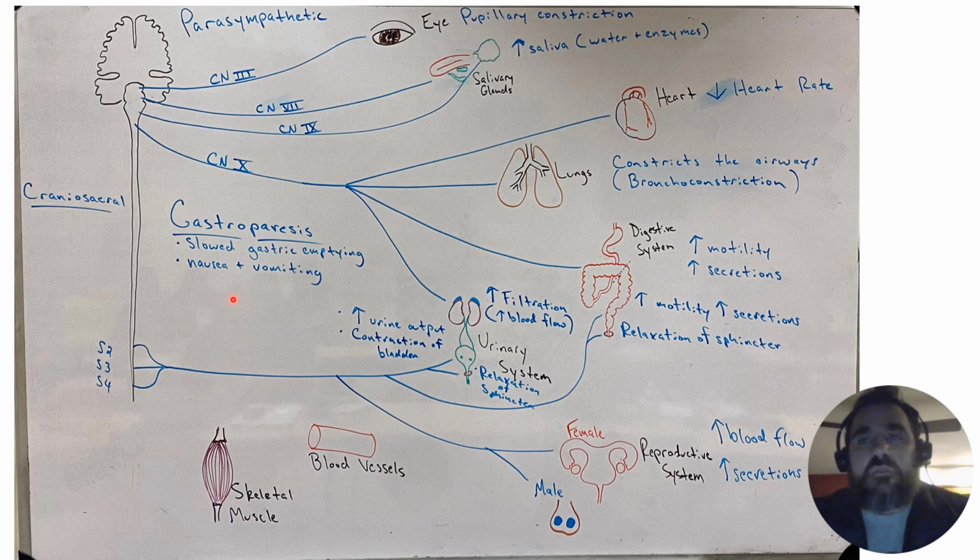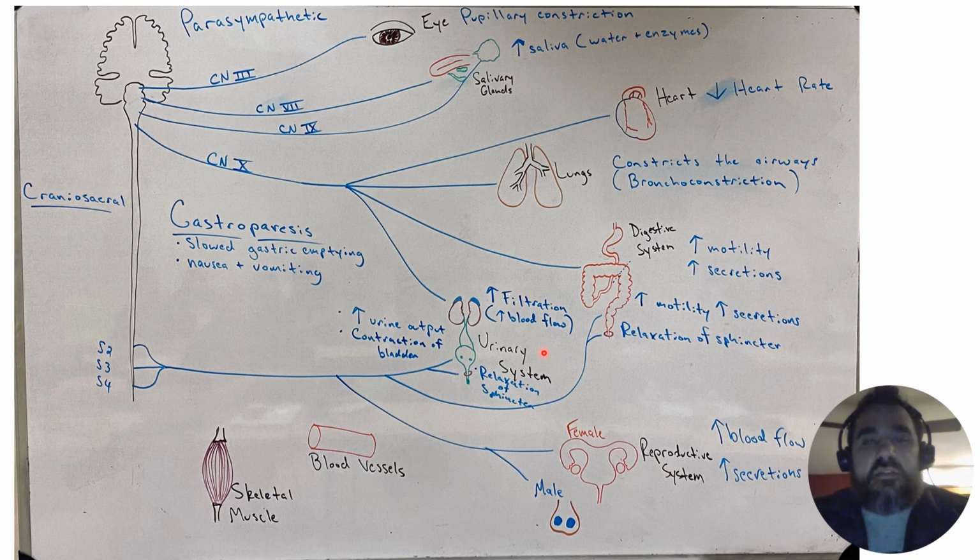Heart: decreased heart rate, so negative chronotropic effects, slowing the heart rate down. Airways: constricts the airways, so bronchoconstriction. We don't need the airways wide open or that much air coming in. Digestive system: increased motility and secretion, so these are going to be those M3 receptors. And then relaxation of the internal anal sphincter. The external anal sphincter is skeletal muscle, so it's voluntary. The internal is smooth muscle, so we'll relax that.